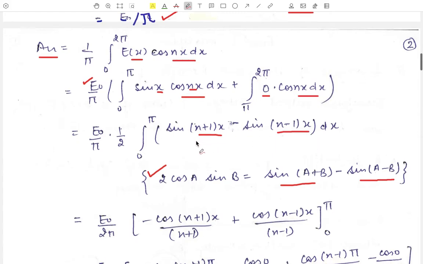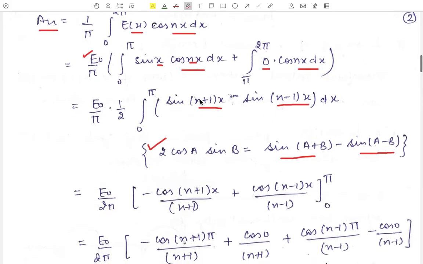Okay, now the integration of sin x is again minus cos x. So the integration of this term sin of (n plus 1)x will be minus cos of (n plus 1)x upon n plus 1, that is the differentiation of this angle. Okay, minus sin of (n minus 1)x integration, minus minus plus cos of (n minus 1)x upon n minus 1 between the limits 0 to pi. Now we will put the limits here.